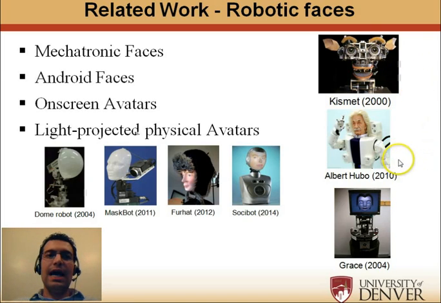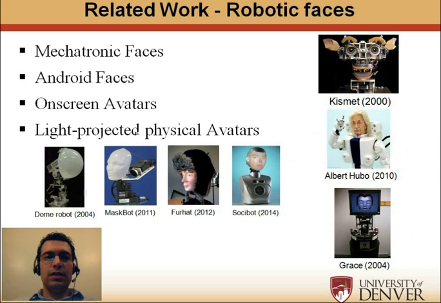Android faces have a larger number of actuators controlling a flexible skin. They look nicer, but they might fall into the uncanny valley. They are more expensive and mechanically very complex. Examples are Albert Hubo or Zeno.